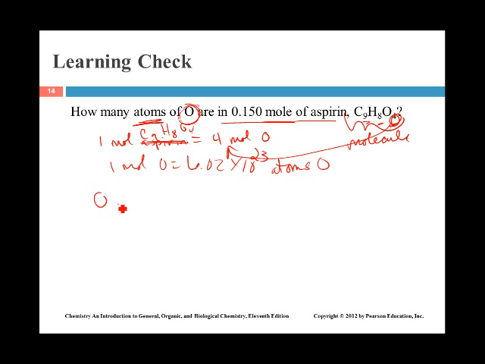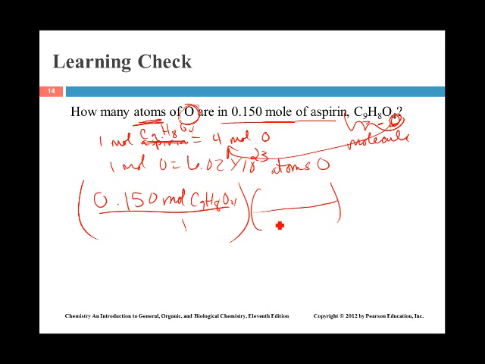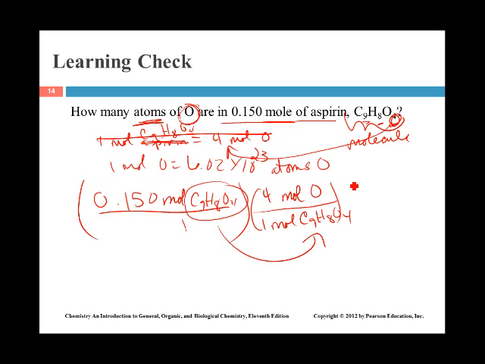Alright, so we're going to put the number we're trying to convert over 1. Okay, so for every 1 mole, notice that we have the C9H8O4 on the top. That means I want to put that on the bottom. For every 1 mole of aspirin, we have 4 moles of oxygen. Okay, we've used that now. We don't need to use it again.